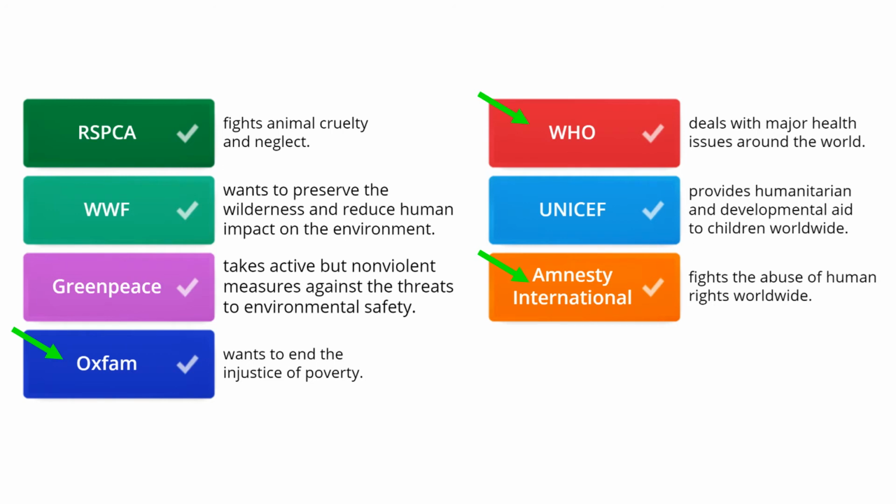Amnesty International, Oxfam, and World Health Organization all deal with human rights, from poverty and health to illegal imprisonment. And, of course, there are many organizations fighting to preserve the environment, from Greenpeace, which is very proactive, to World Wildlife Fund, which tries to reduce human impact on the environment.